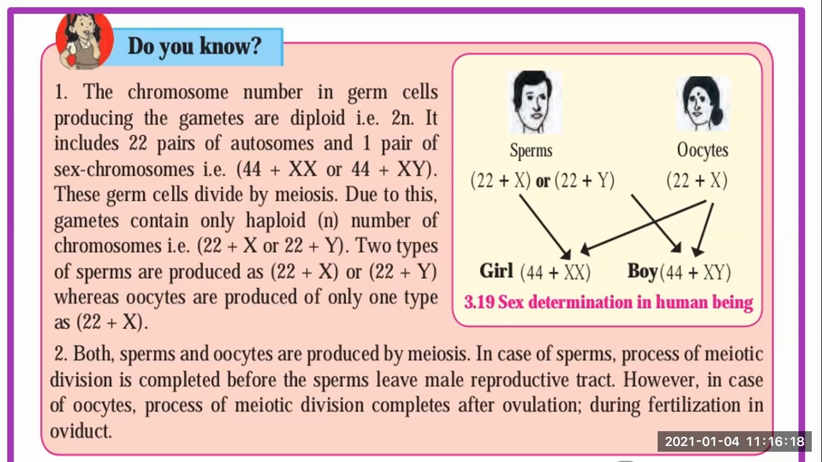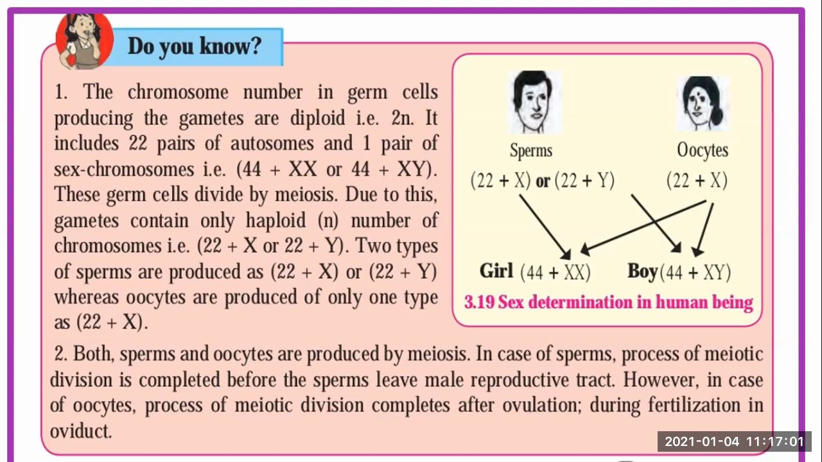The second point is that both the sperms and oocytes are produced by meiosis, the common process. In the case of sperms, the process of meiotic division is completed before the sperm leave the male reproductive tract, that is, before it is released from the penis and enters the vagina. But in the case of oocytes, which are released from the ovary, the process of meiotic division is completed only after the ovulation, that is, during the fertilization in the oviduct.